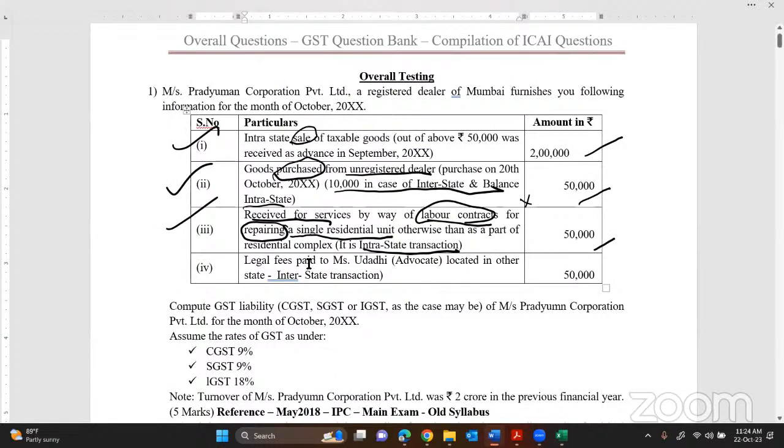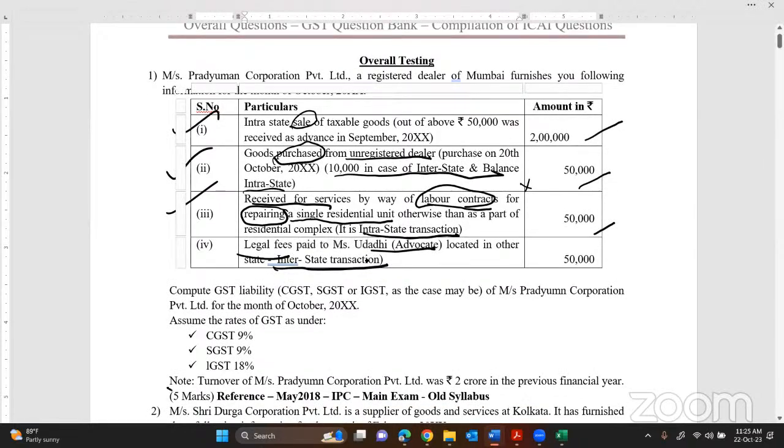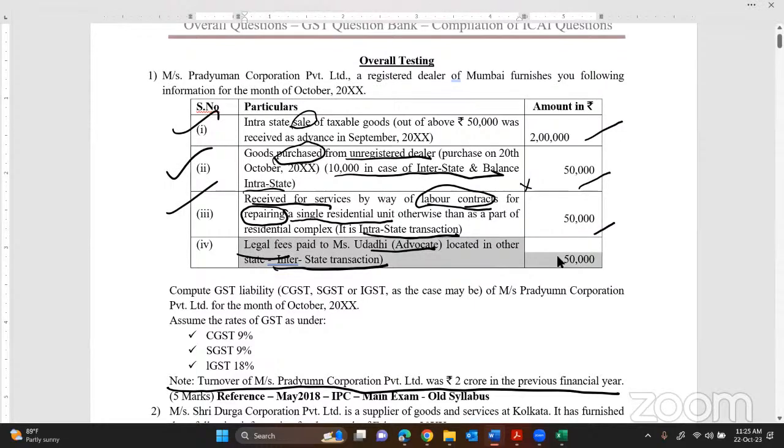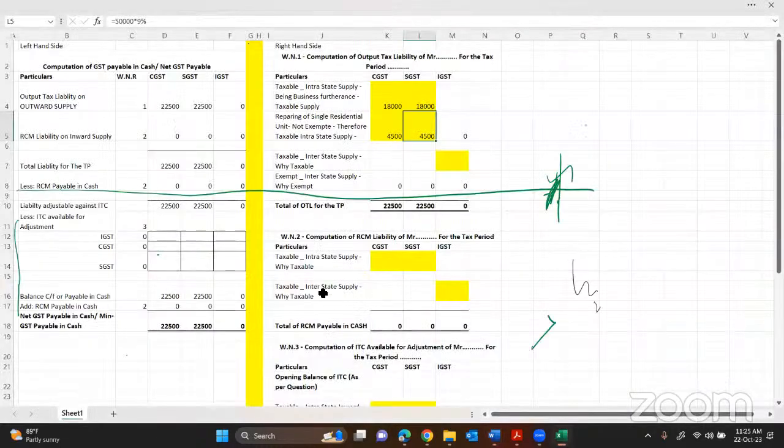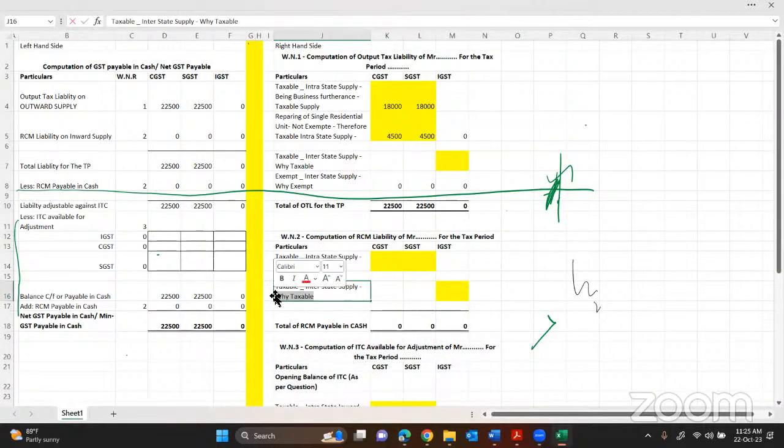Legal fees paid. That means it's an inward supply. To Mr. Uday, an advocate located in another state. It's an interstate supply. Legal fees paid to advocate. My dear brothers and sisters, a note has been given that the turnover of Pradyumna Corporation is 2 crore in the previous financial year, meaning thereby legal fees paid is liable to be covered under RCM mechanism. So, my dear, we are coming to the RCM here, and it is a taxable interstate supply.